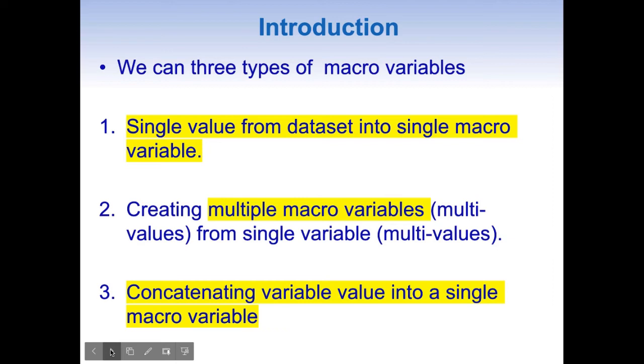Now let us see, by using data, what kind of macro variables we can create. We can create 3 types of macro variable. The first one is we can take a single value from dataset and we can create a single macro variable. And the second type is we can take multiple values from a single variable and we can create multiple macro variables. And the third one is we can concatenate variable values into a single macro variable. Each of these we will be trying to understand with very simple examples.